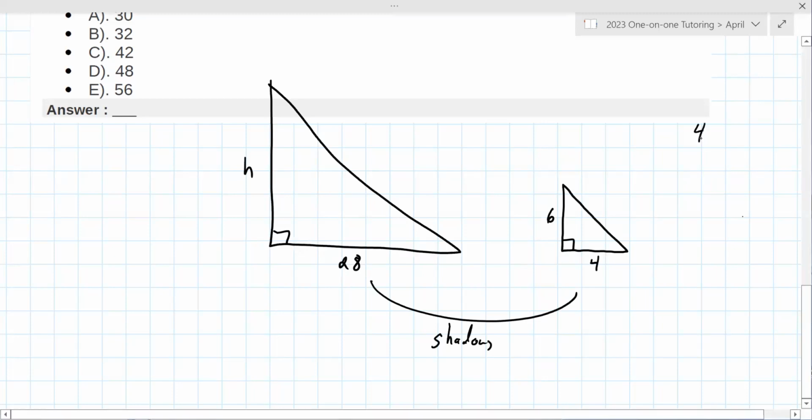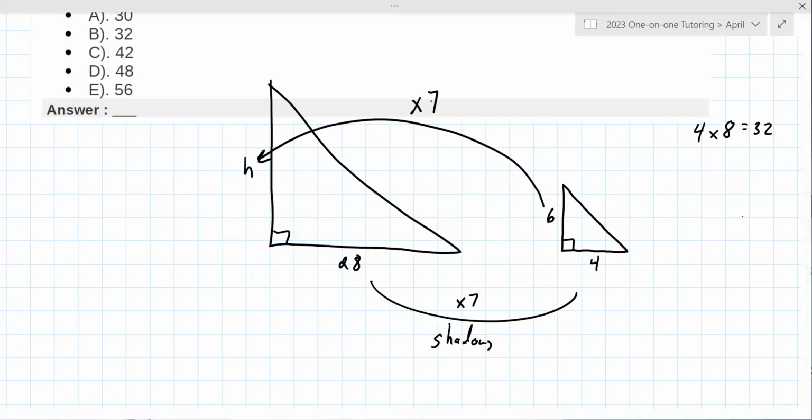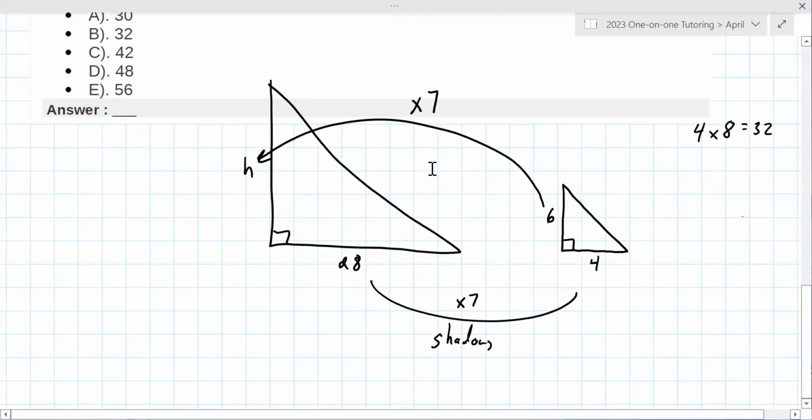Yeah, so 4 times 7 is 28. Okay, so you're multiplying by 7 to go from 4 to 28. And so the idea is that to go to H, you're also going to multiply by 7. So that's way number 1. Can you tell me what 6 times 7 is? Not off the top of my head.